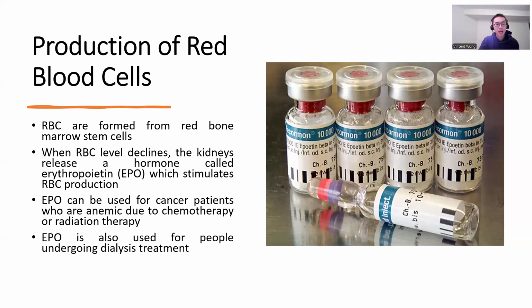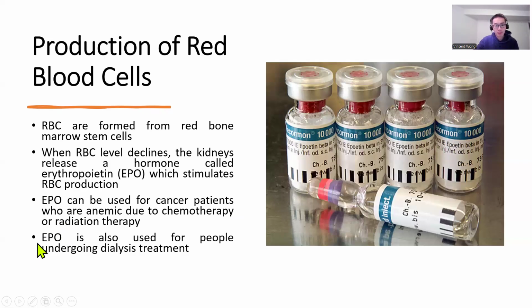So EPO is something that you make naturally, but you can also produce it artificially. And it's used for cancer patients who are undergoing chemotherapy or radiation therapy because these therapies often target rapidly dividing cells, right? And as a side effect, they will dampen your bone marrow and cause your blood cell production to be reduced. And so to counteract that, you give them EPO.